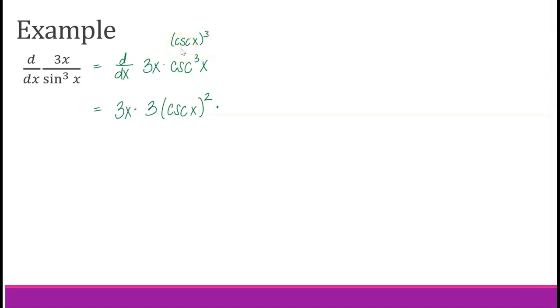The derivative of cosecant is negative cosecant x cotangent x. We don't want to forget the x right here. Cosecant x cotangent x. All right, so where are we at in this process? We left the first function alone. We took the derivative of the second function, which required a chain rule. Now plus the second function, which is that cosecant cubed x, times the derivative of the first function. And the derivative of 3x is just 3.